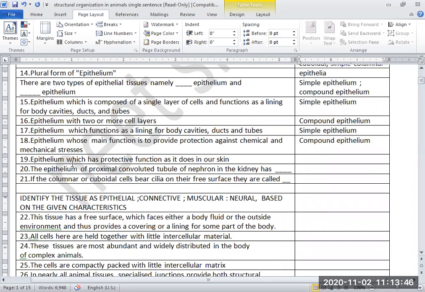Question number 19. Epithelium which has protective function as it does in our skin. Compound epithelium.